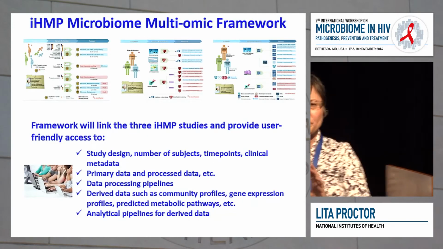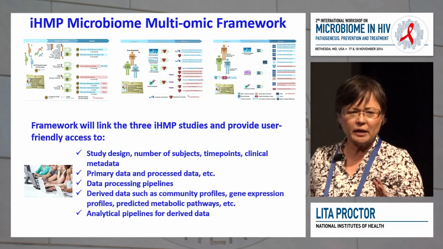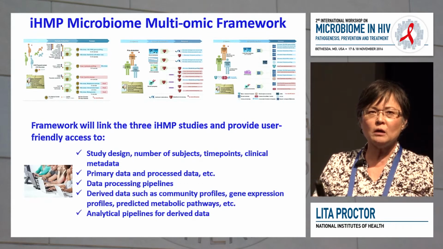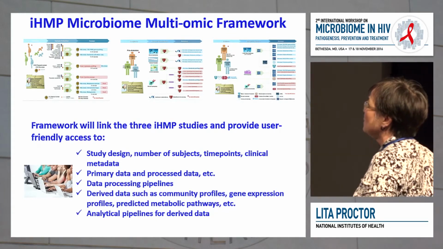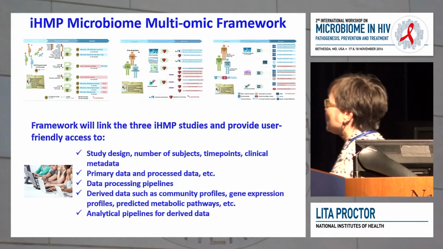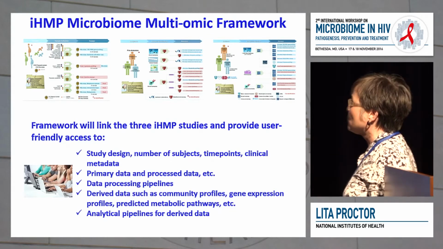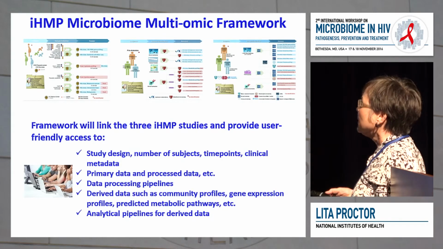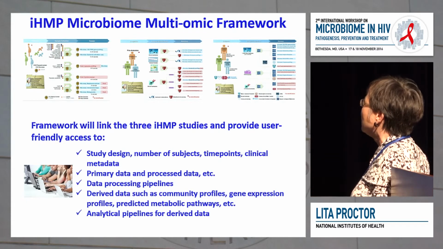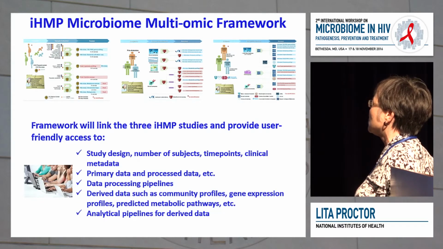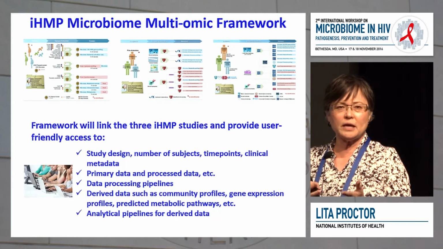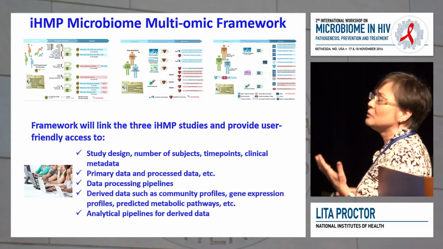But even that isn't enough. If you want to make sense of a study in which multiple data types have been produced, you really need a much more organized framework for that. So the HMP investigators are also producing a microbiome multi-omic framework, in which the framework will link the three HMP studies and really provide the user community with study design, number of subjects, primary data, processed data, derived data like the community profiles, gene expression profiles, and so on. And basically, the entire phase two of HMP will be in one place. This will happen in the next maybe 2 years, something like that.